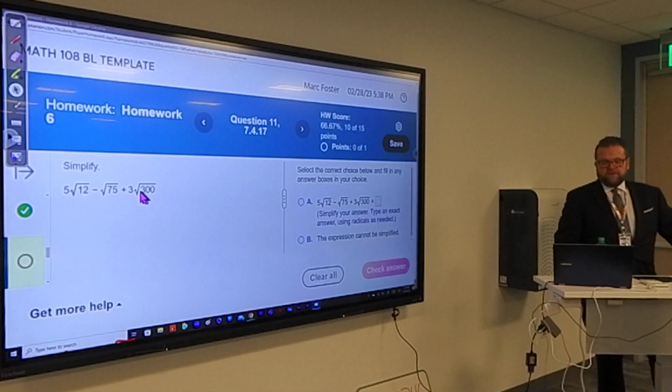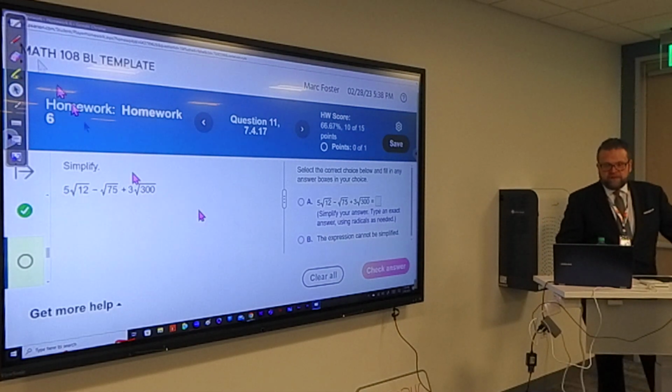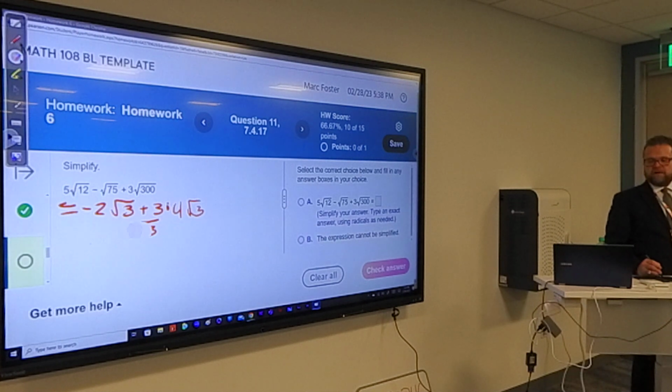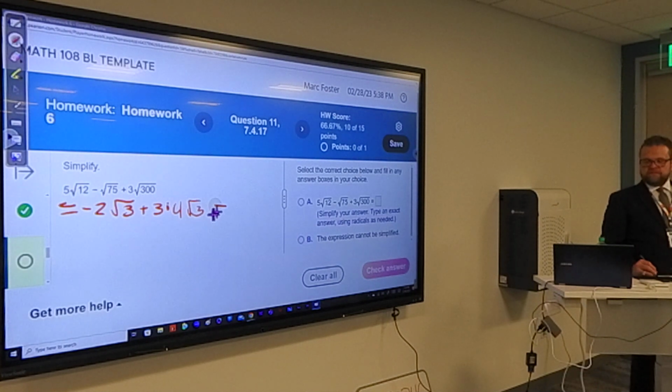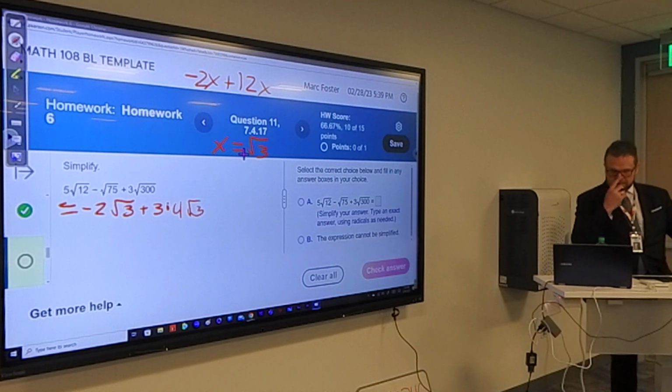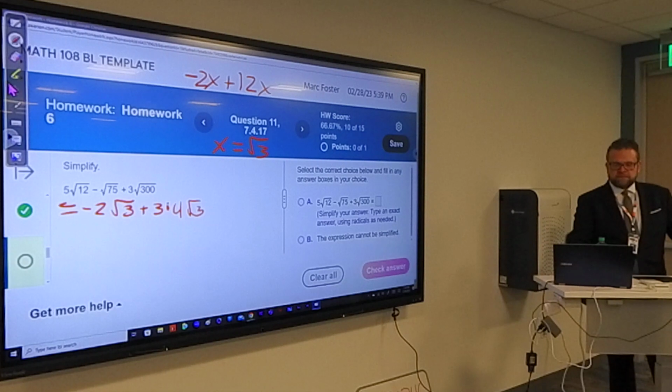So when you consider for a moment all this says, I want to look at minus 2x plus 12x. And then I want to take x to be equal to square root of 3. And then it's the same thing.